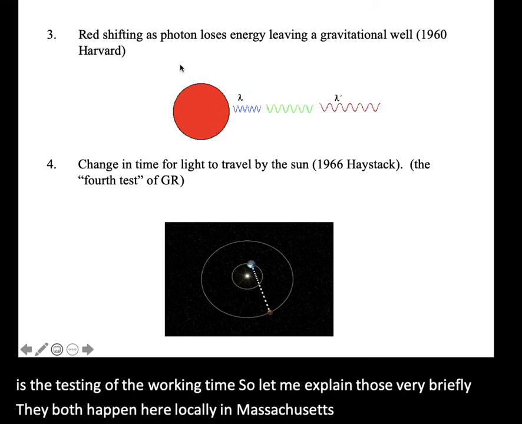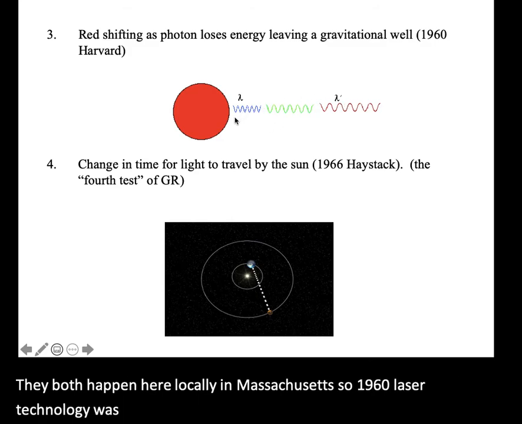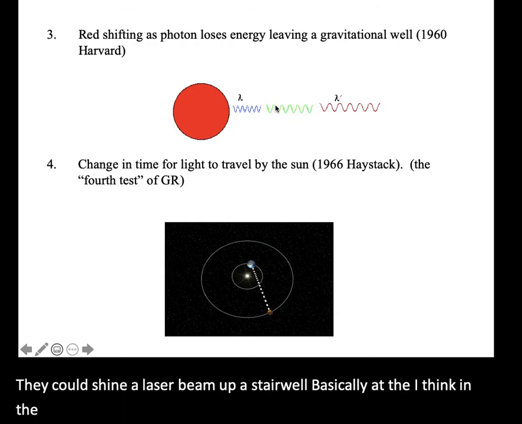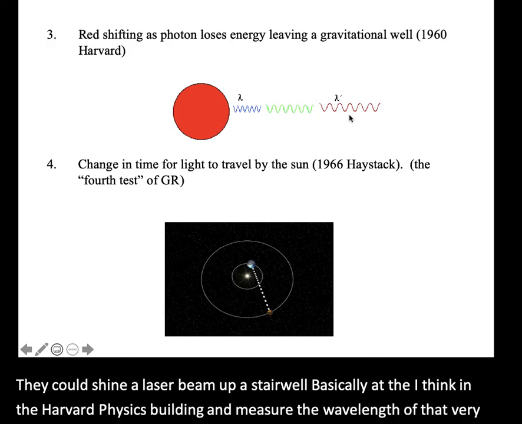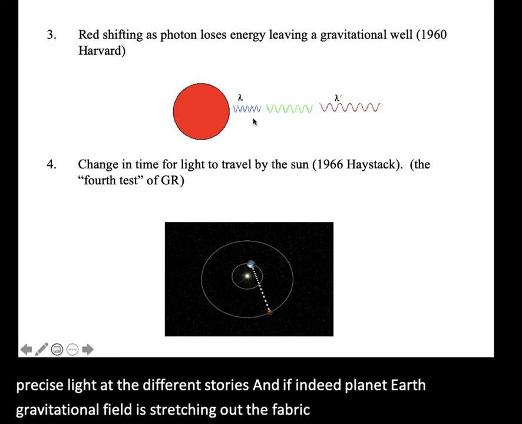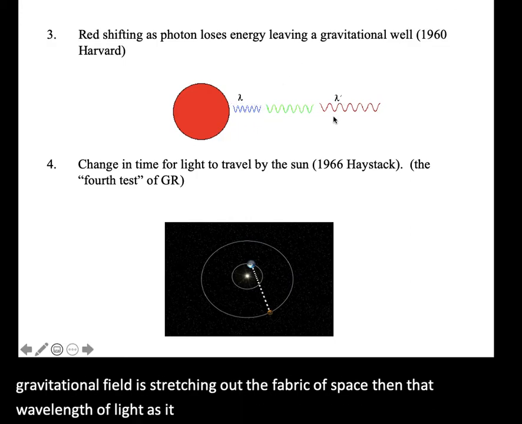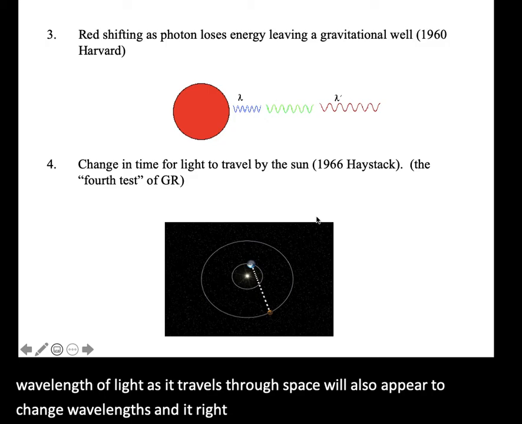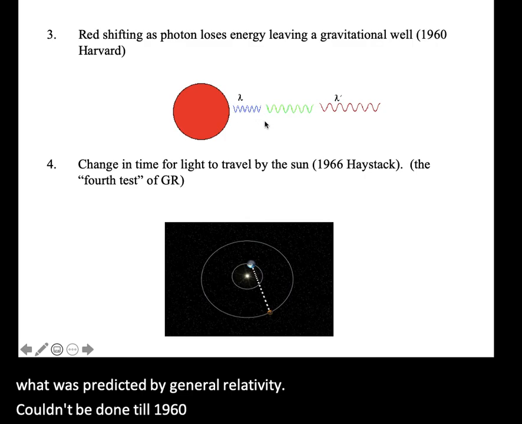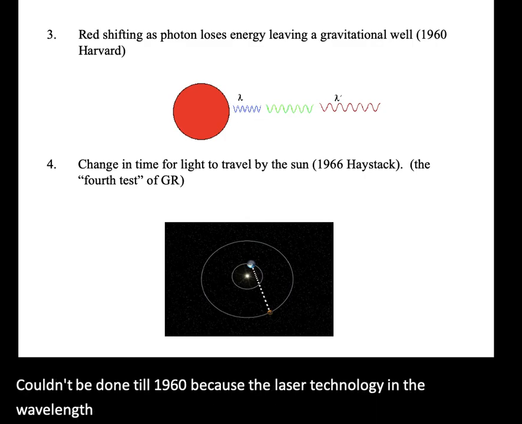So in 1960, laser technology was good enough that they could shine a laser beam up a stairwell, basically, I think in the Harvard Physics Building, and measure the wavelength of that very precise light at the different stories. And if indeed planet Earth's gravitational field is stretching out the fabric of space, then that wavelength of light as it travels through space will also appear to change wavelengths. And it did, right? And the wavelength changed by exactly what was predicted by general relativity. Couldn't be done until 1960 because the laser technology and the wavelength measuring devices weren't good enough until then.